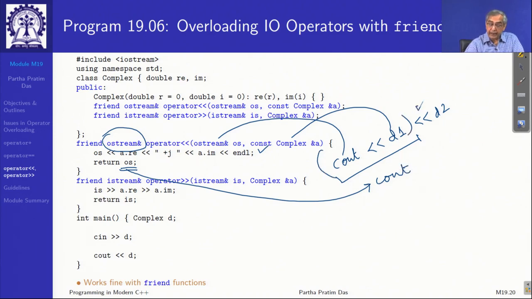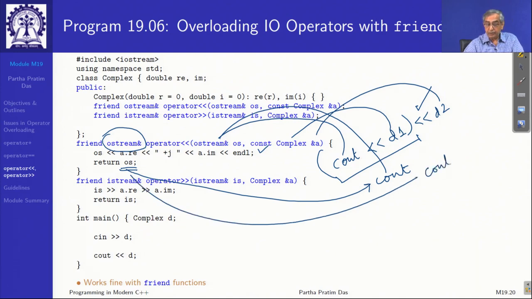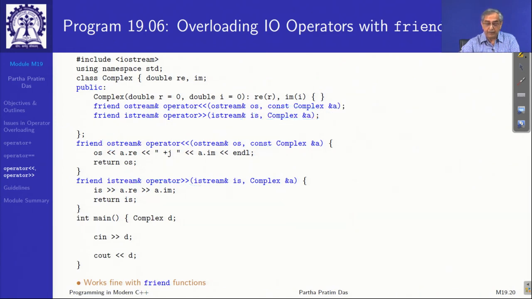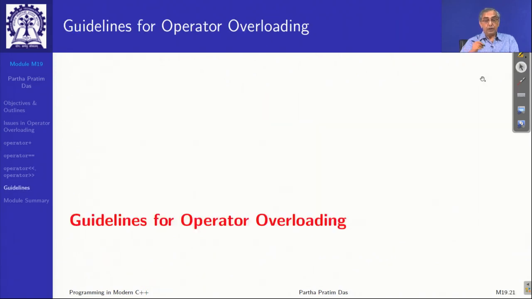So, when the second instance is happening, C out goes in as O stream, D2 goes in as A, and what comes out is again C out, to which I can stream anything else. So, it perfectly falls in order in terms of the syntax of the expression of output. You will not be able to see any difference from the ordinary built-in types. The same thing will also hold for the I stream. So, this was about operator overloading.